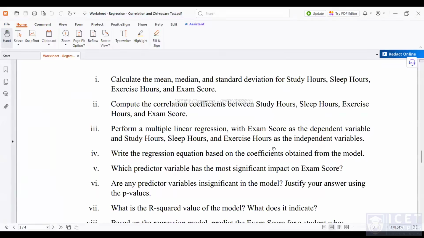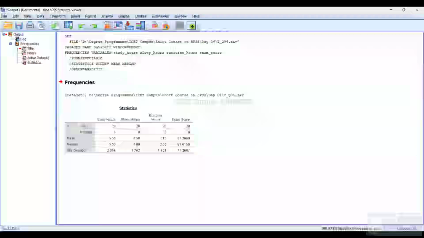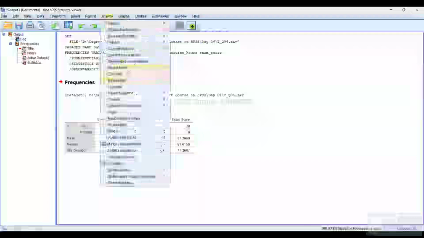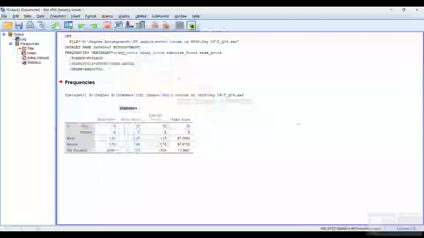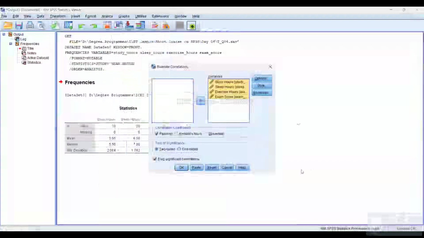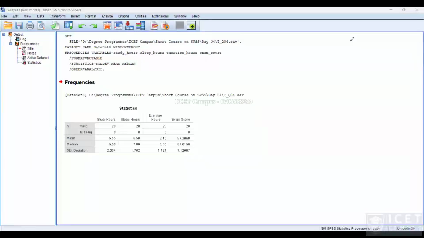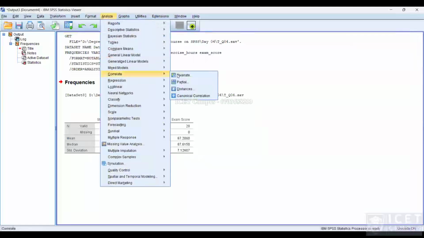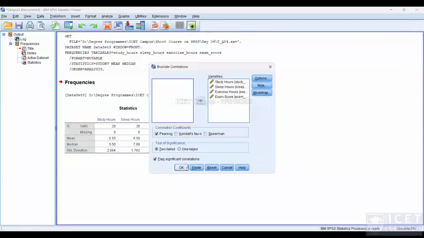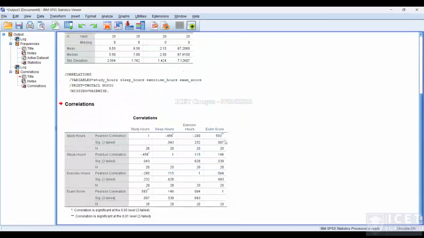Second one, compute the correlation coefficient between study hours, sleep hours, exercise hours, everything. So you need to calculate the correlation coefficients one by one. So we can go analyze, correlate, bivariate. I'm going to calculate Pearson correlation here. Yeah, this is the correlation matrix, right?